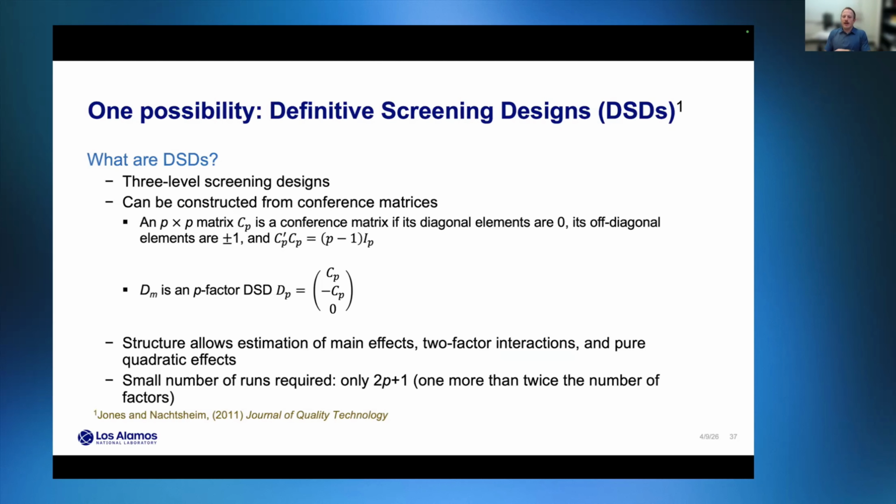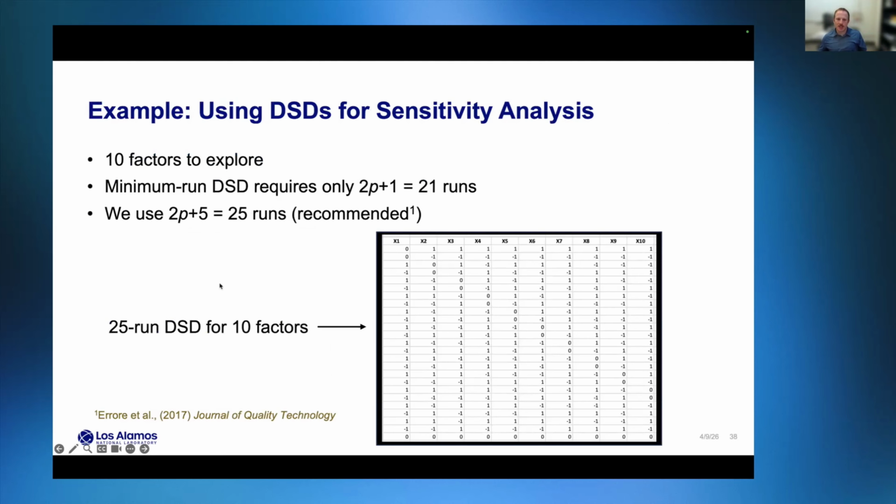Definitive screening designs are constructed from conference matrices. I won't go into the details of what conference matrices are, but the idea is that it requires very few model runs. 2P plus 1 is one suggestion. Another suggestion is 2P plus 5, which is what we used here. And this is what the design looks like.